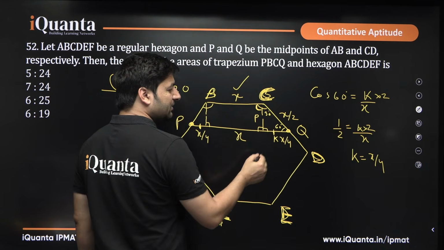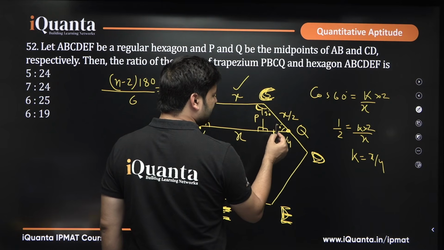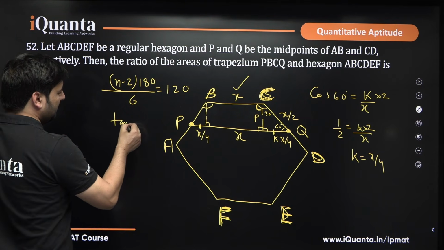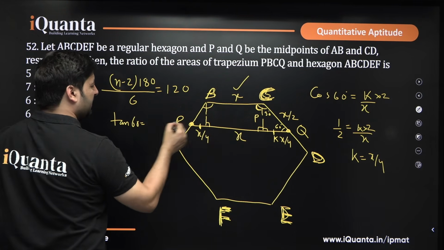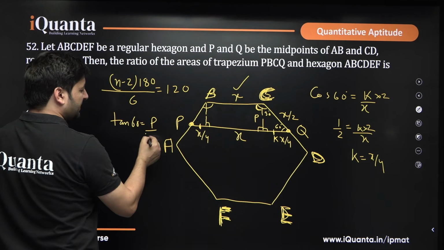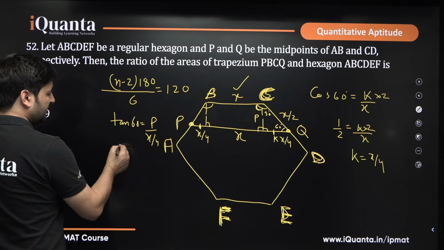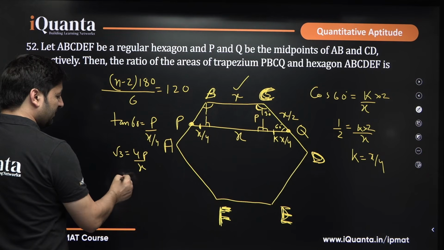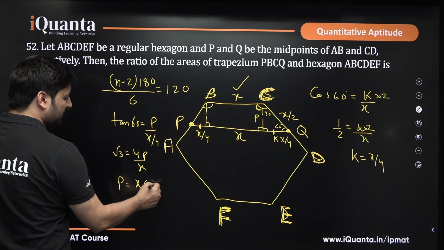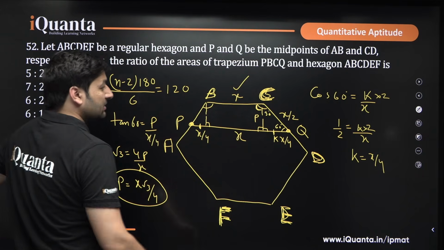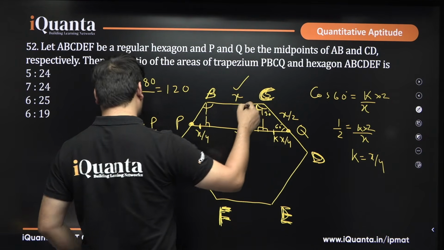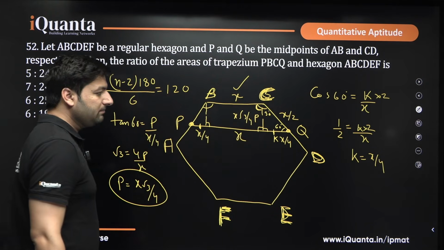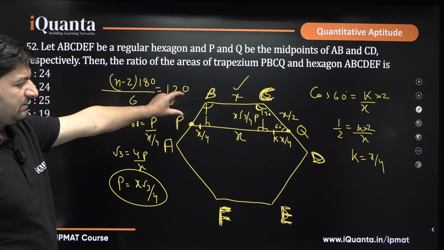This is perpendicular. So can you use tan 60? tan 60 will be perpendicular upon base. So if you use tan 60, it will be perpendicular, which is p, upon base, which is x by 4. So tan 60 is root 3, 4 goes above, 4p upon x. What will be the value of p? It will be x root 3 by 4, right? So the height, that means the distance between these two parallel sides, is x root 3 by 4.